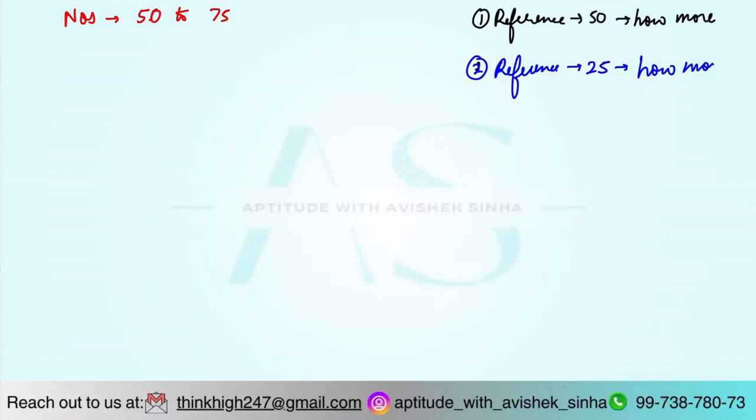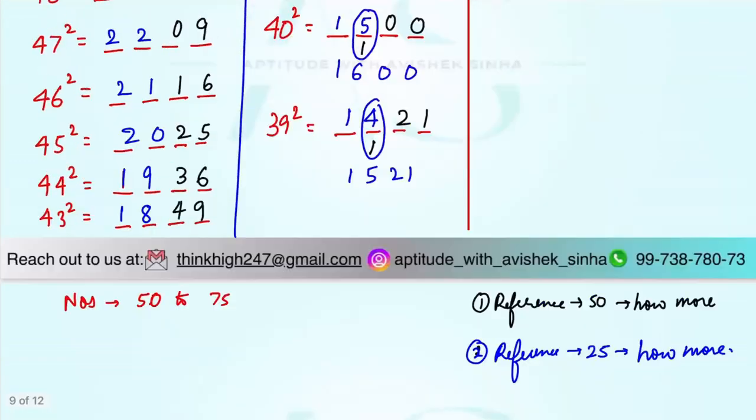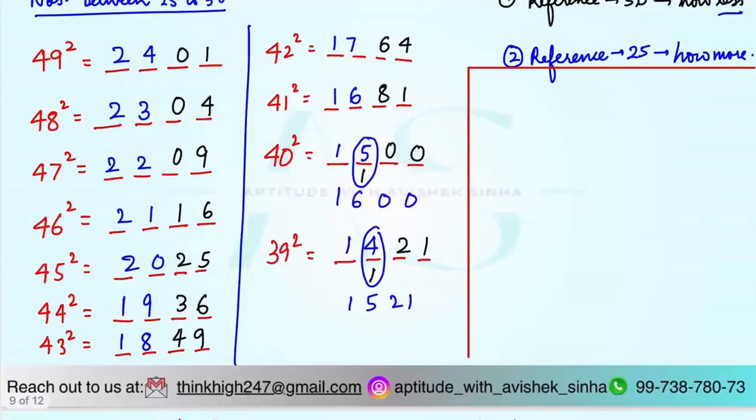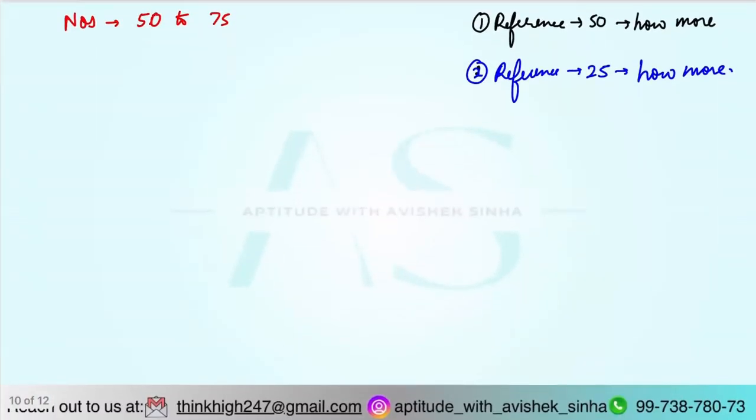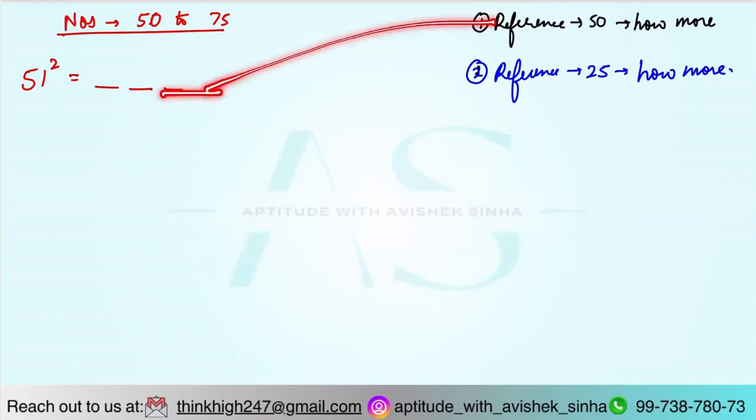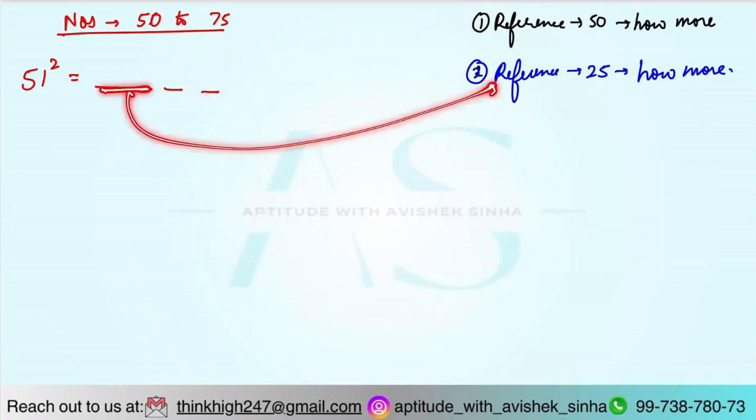I hope this is clear. The only difference is how less, and here we have how more. It is going to be how more because we are looking at numbers which are greater than 50. For example, 51. So, 1, 2, 3, 4. The last two digits are related to reference 1. The first two digits are related to reference number 2.